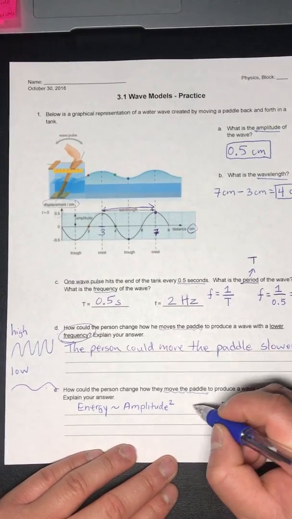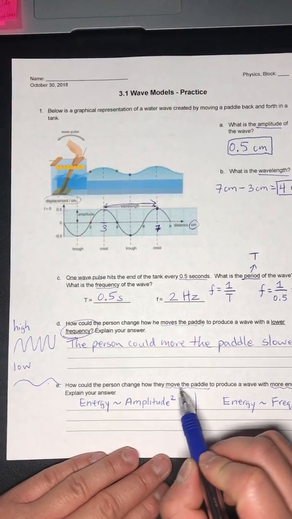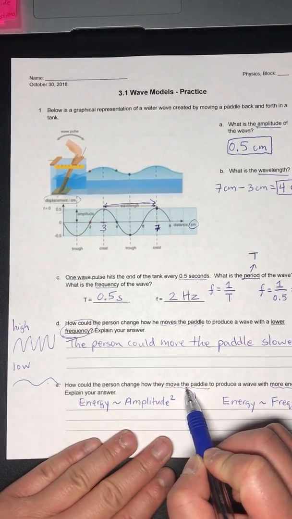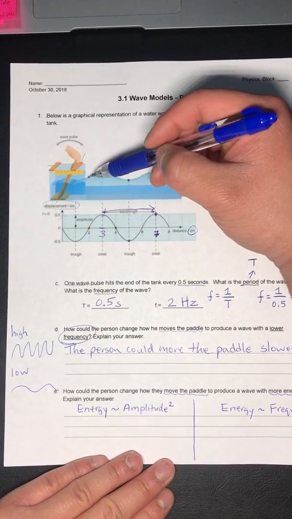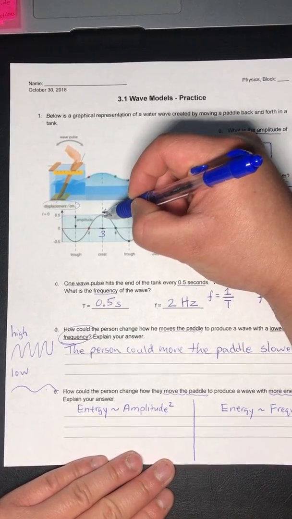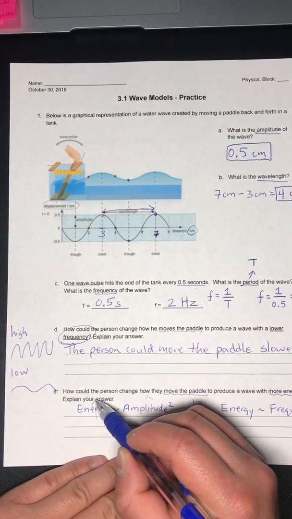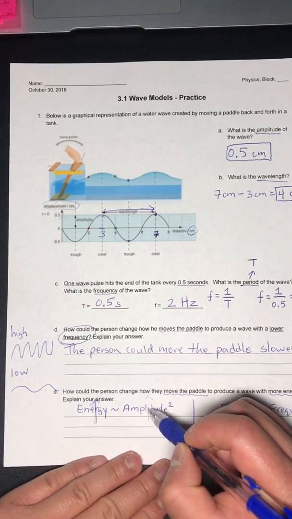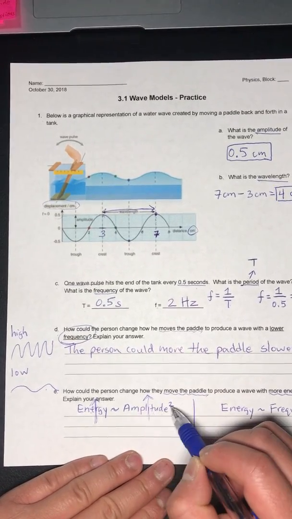So there are two ways you can answer this question. You can say that the person can move the paddle with a lot more force and strength to make the amplitude go up. Because if the amplitude goes up, the energy also goes up in this mathematical relationship right here. Energy is directly proportional to the amplitude squared.